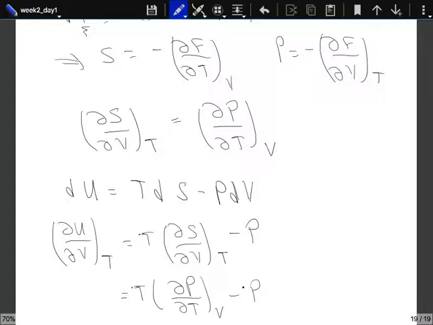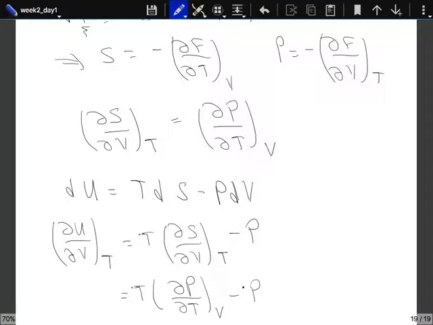Pressure is easy to measure, temperature is easy to measure, and the P, T and V relation is what we call the equation of state. We can determine it experimentally. So by just using this knowledge, we can determine how the internal energy of a system changes as a function of its volume at constant temperature.